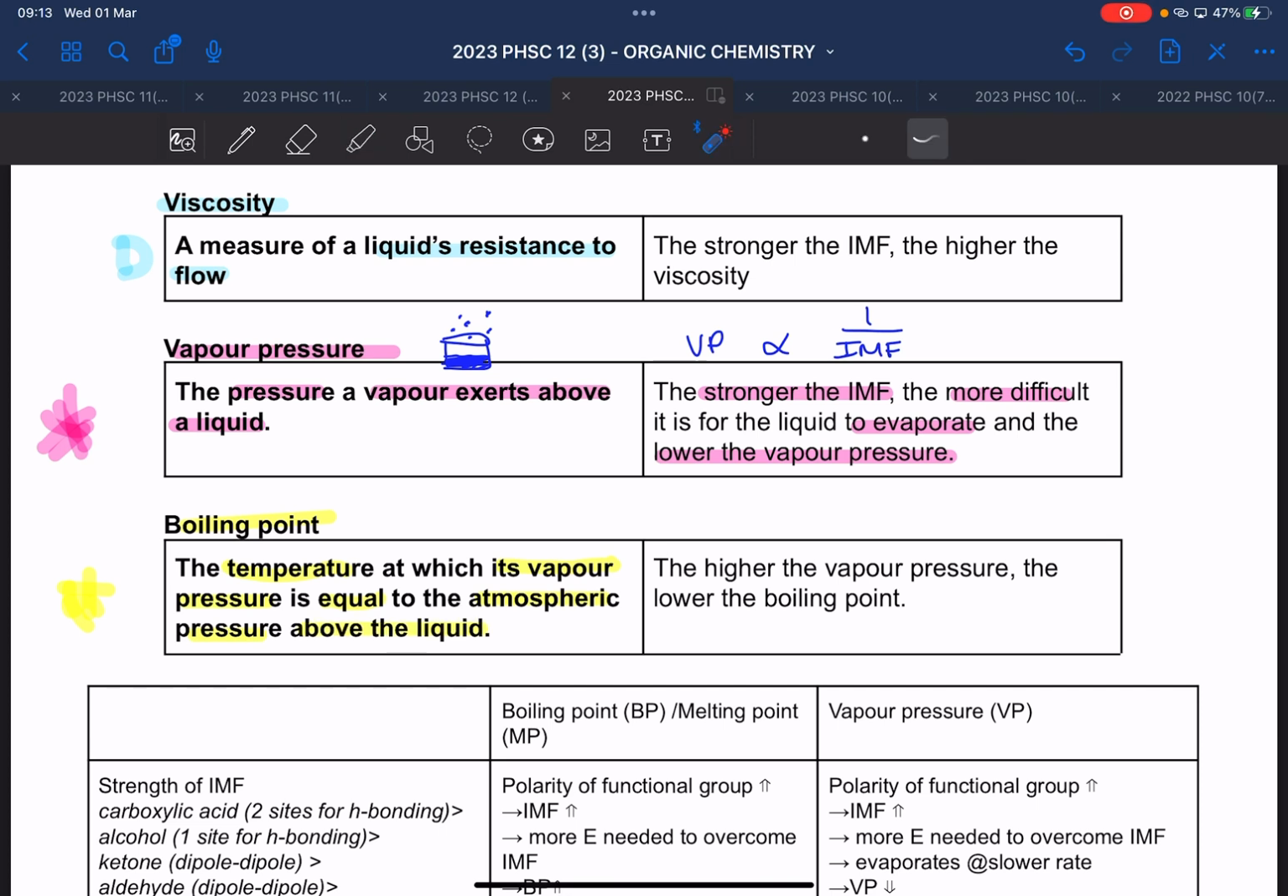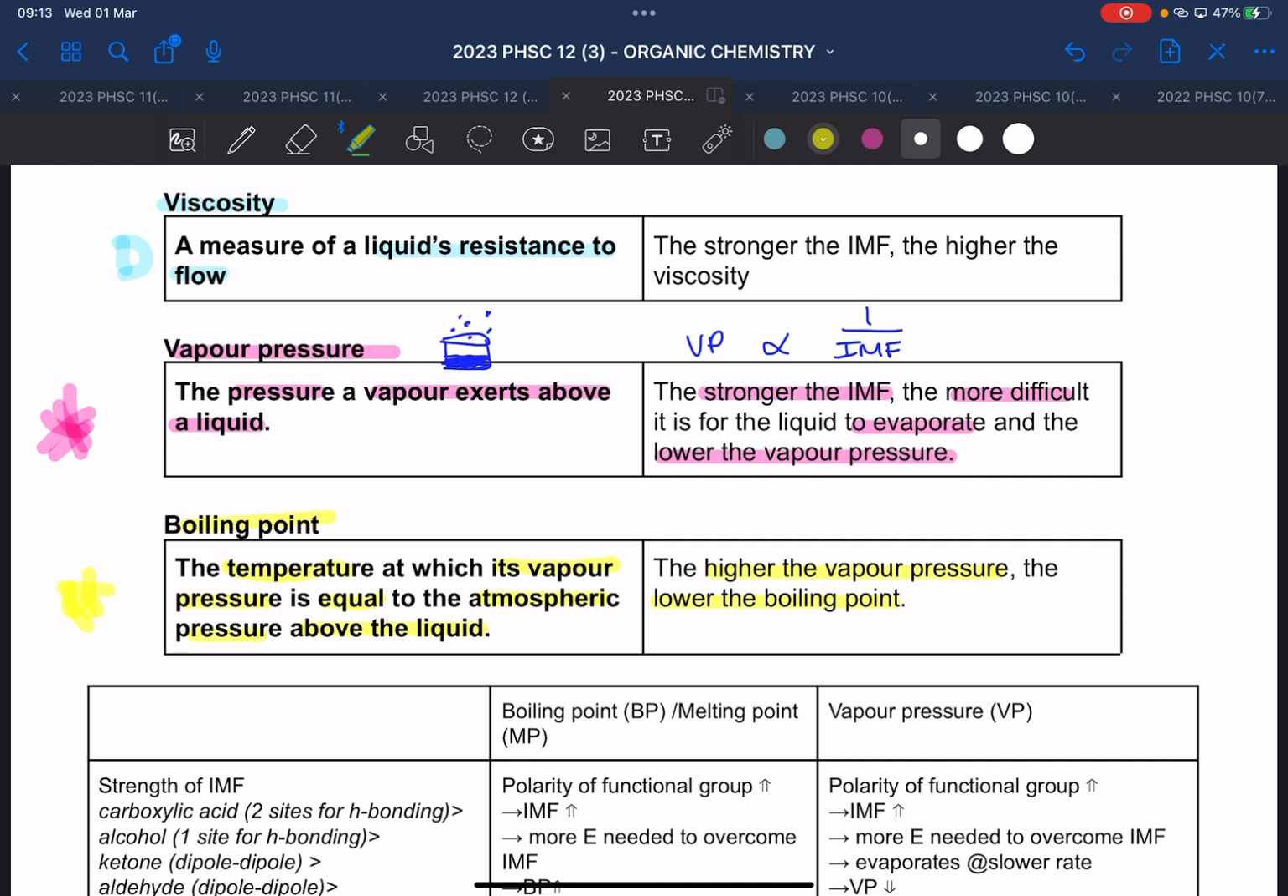Okay, now if you leave out the word temperature, if you just say where, you get no mark. If you say where the vapor pressure is equal to the atmospheric pressure, no mark. You must say the temperature. You can either say at which or where vapor pressure. You can leave out above the liquid. Alright, then the higher the vapor pressure, the lower the boiling point.